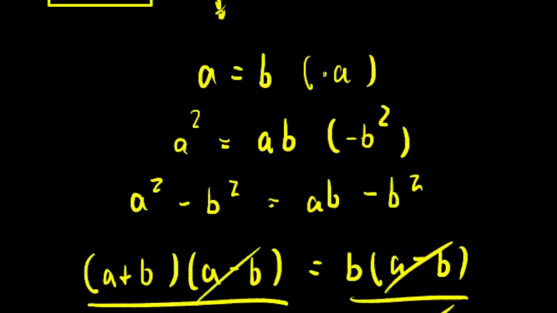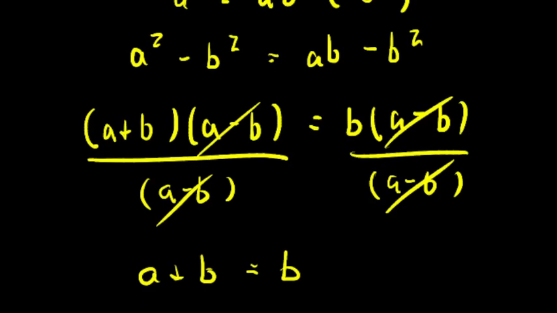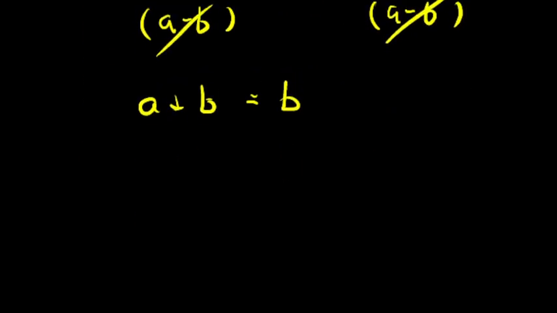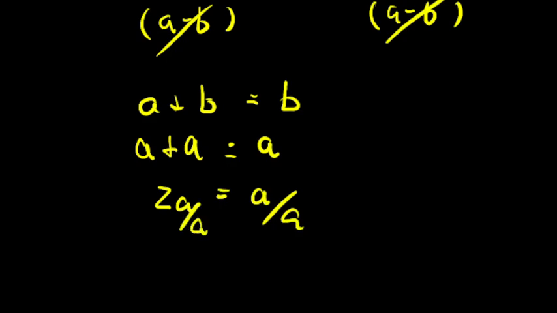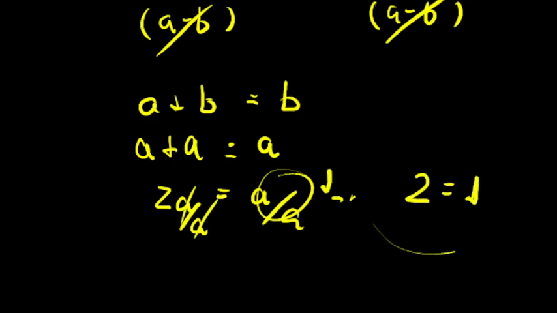So let's remember that we supposed in the beginning that a is equal to b, so we can rewrite this as a plus a is going to be equal to a. So this is going to be 2a is going to be equal to a. We can divide both sides by a, so this term is equal to 1. Both terms will cancel out, and we get 2 is equal to 1.